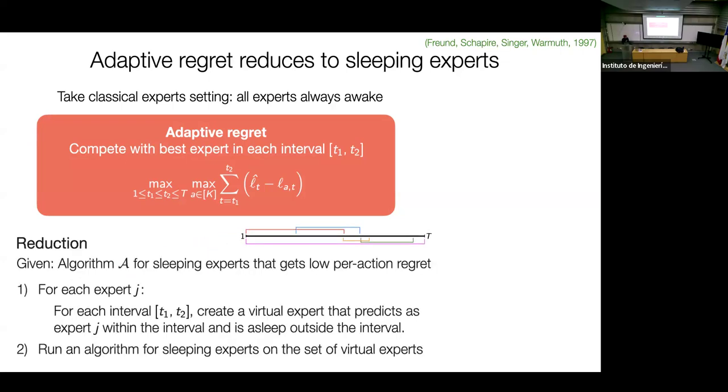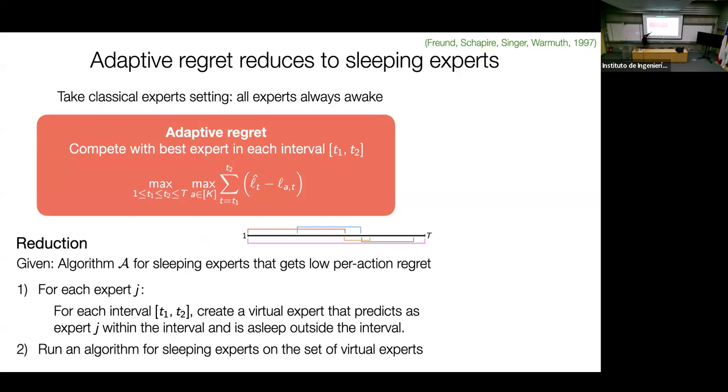So what I'm going to do now is show you how you can reduce this problem of getting low adaptive regret to sleeping experts. By the way, as a special case, there is the interval from 1 to capital T, right? So we're strictly making things harder for ourselves. I would like to be able to get low adaptive regret without doing any extra work. If you're a computer science person, then the lesson is to be lazy and try to use things that you already have and hope that they give you something which is quite good.